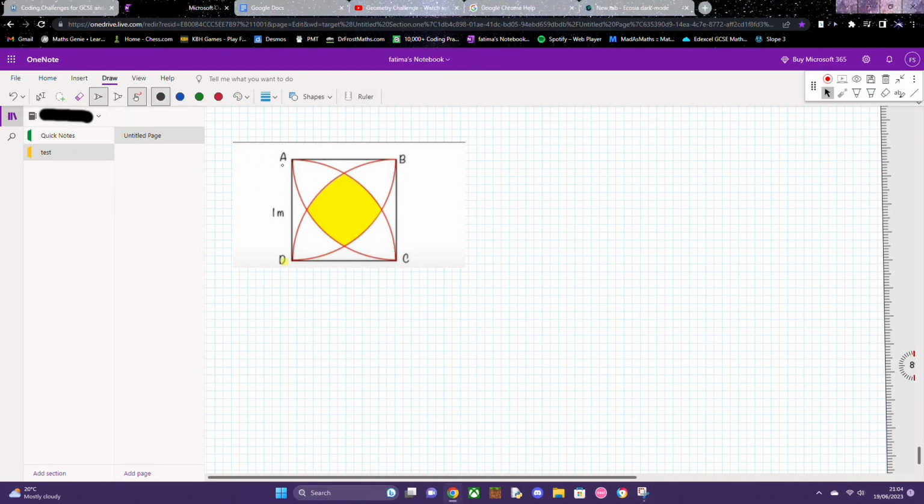Hello, so today I'll be trying to tackle this tricky geometry problem. It's asking you to find out the shaded area, which is the yellow part, and you know the side of the square, which is 1 meter.